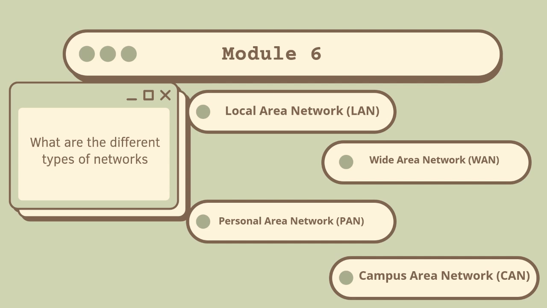Second is wide area network, WAN. It spans large geographic areas, such as cities, countries, or globally. Third is personal area network, PAN. It covers a very small area, typically around one person. An example is Bluetooth connected devices like a smartphone, smartwatch, and wireless earbuds. Fourth is campus area network, CAN. It interconnects multiple LANs within a limited geographic area, like a university or a business campus.